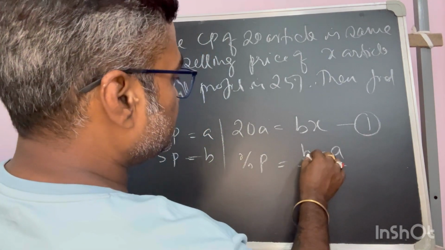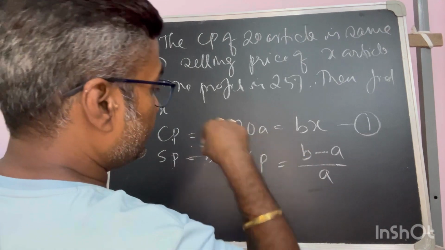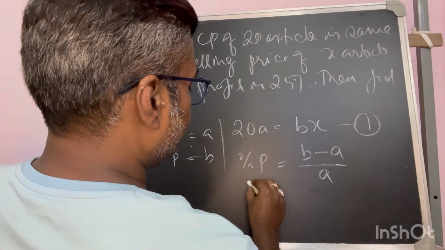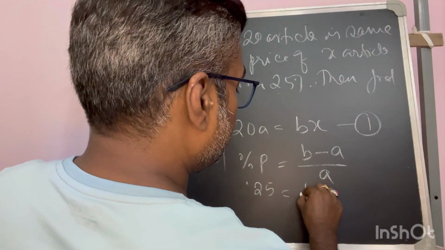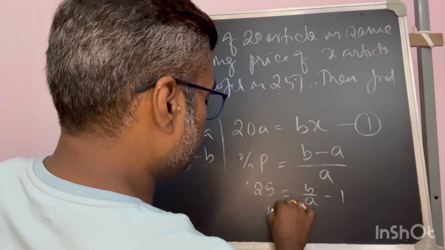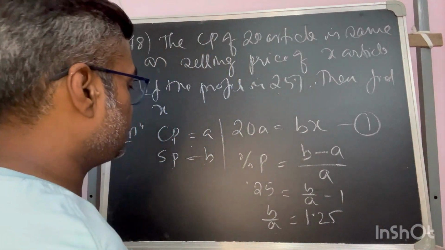So I have taken the sale price of one item and the cost price. This is 25%, so I make it 0.25. This is equal to B by A minus 1. So B by A is equal to 1.25.